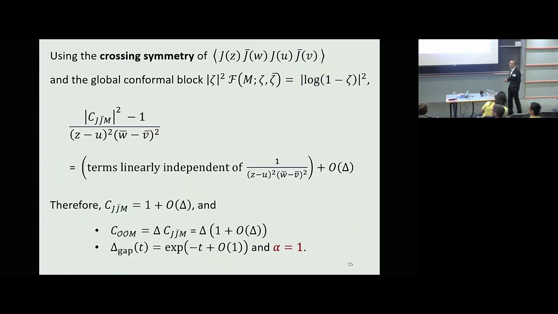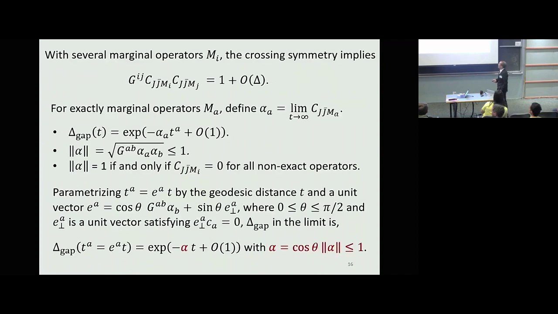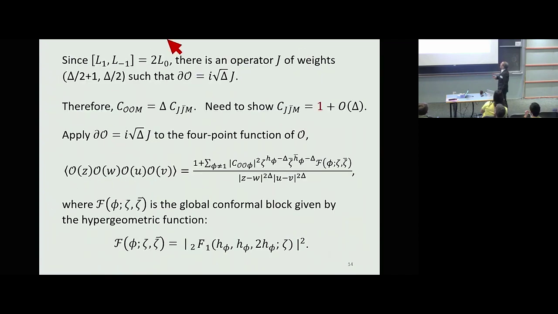Could you clarify again what's the difference between O and J? O and J are related by this equation. Is it okay? Why did you just call it derivative of O? We could do that too. It is just a simplified notation, because then you have to write J is equal to 1 over square root of 1 over I times square root of delta times del of phi. So just to simplify it, I wrote it as J. Any other question?